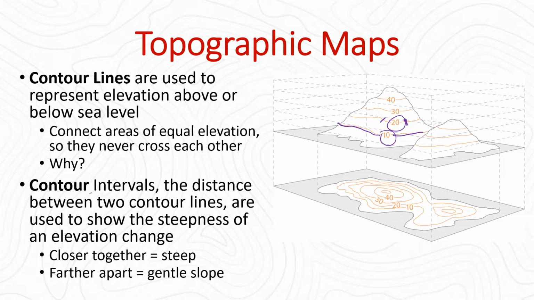Now, contour intervals are the distances between these contour lines. How fast does it go uphill or downhill? Is it a more gentle slope, or is it really steep? If we have a tiny little gap between them, that's going up in elevation very quickly. I go from 10 to 20 in a very short distance. But this one over here, I go from 30 to 40 in a much, much longer distance. So that's going to be a nice gentle slope. The closer together they are, the steeper it is. The farther apart they are, the more gentle the slope is.